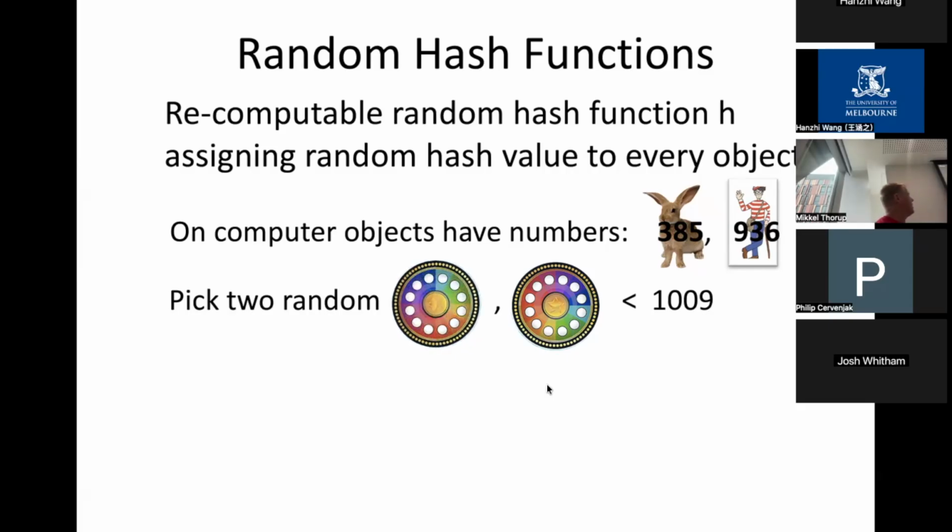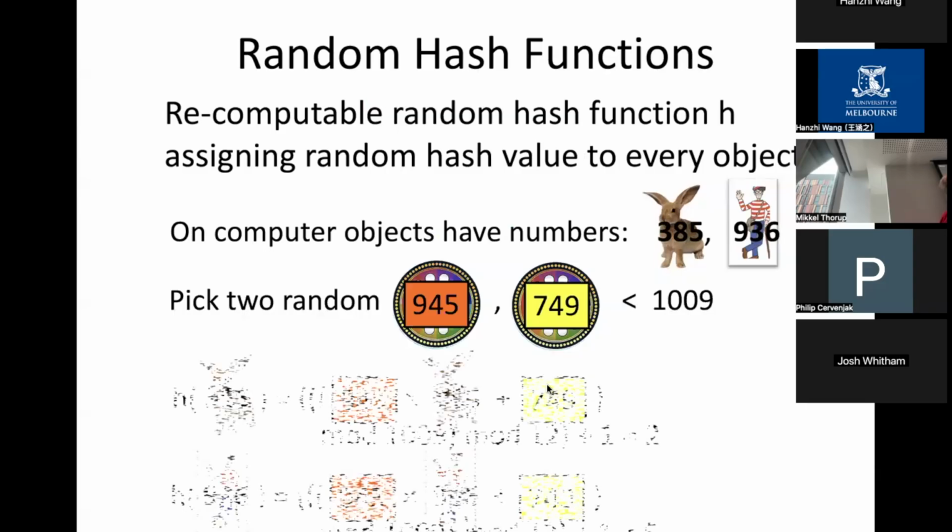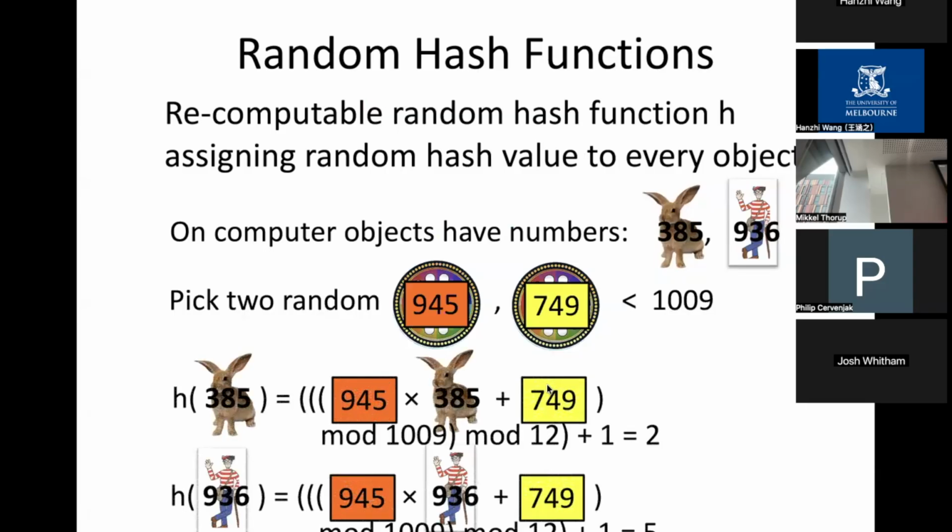So instead of picking a random number for every possible object in the universe, I just pick 2, right? And I use them in a mathematical formula. And you can see I have orange times object, rabbit, plus yellow, and then some standard math, mod 1009, the prime number, and mod 12, and add 1, because I got something that could be 0, but somehow I numbered my boxes from 1 and up, so I have to add 1. Okay. And Wally can go into the same formula.